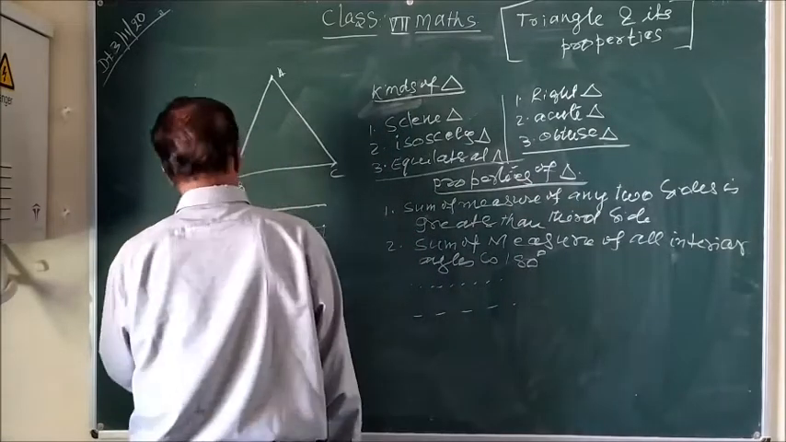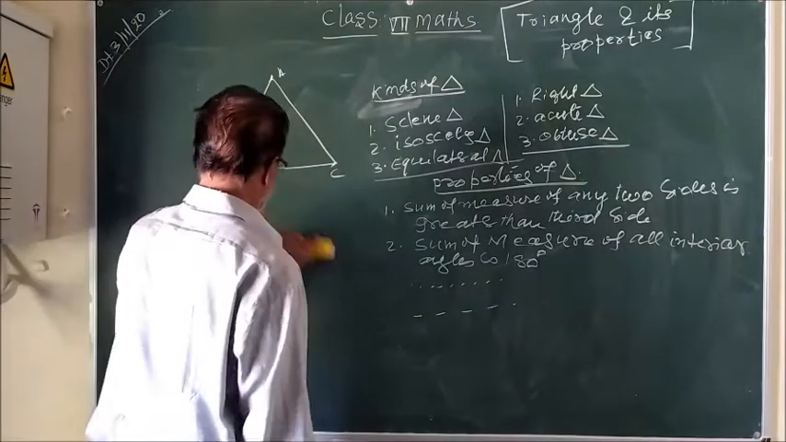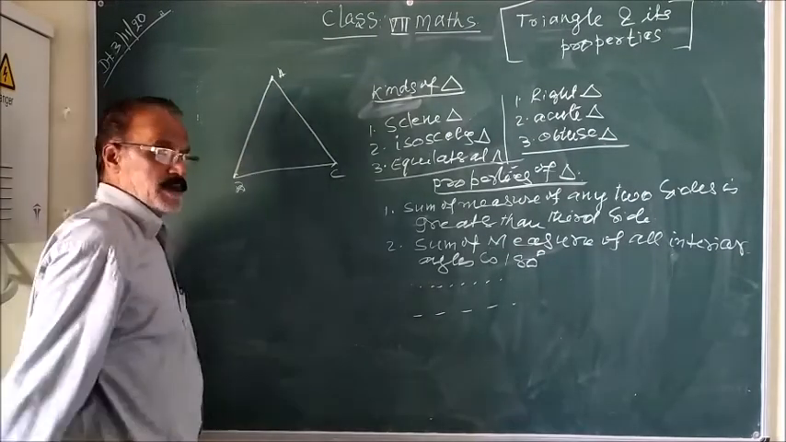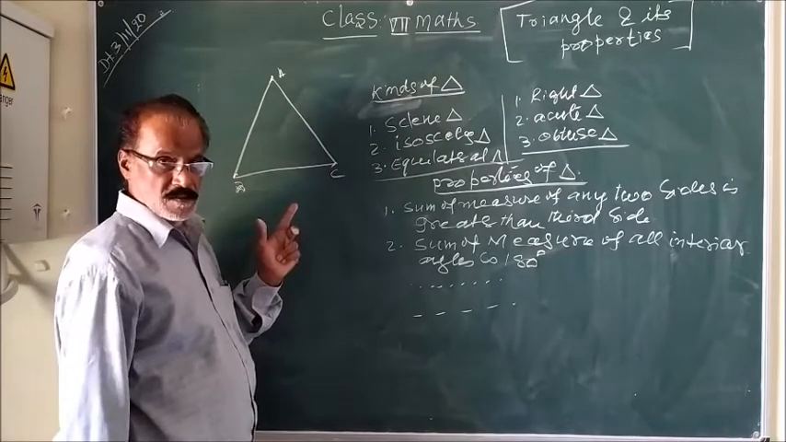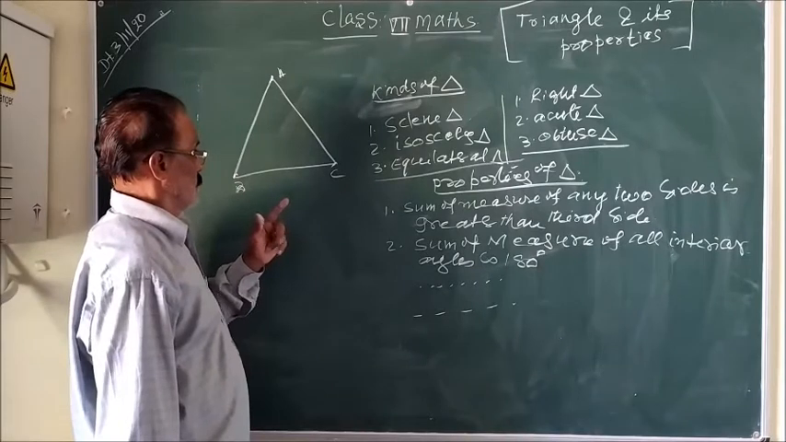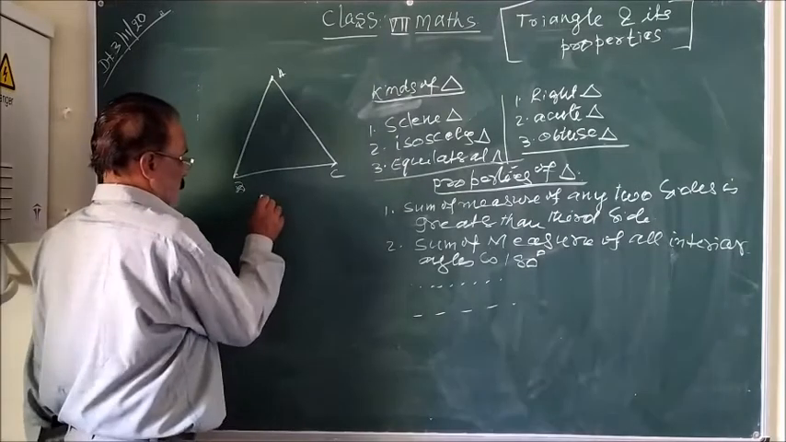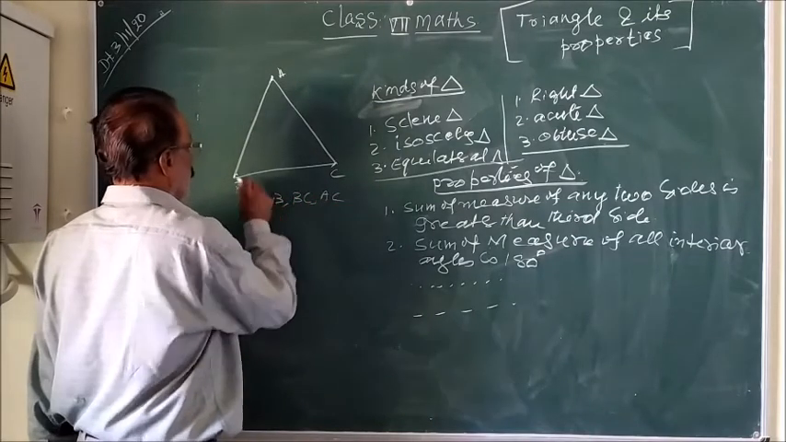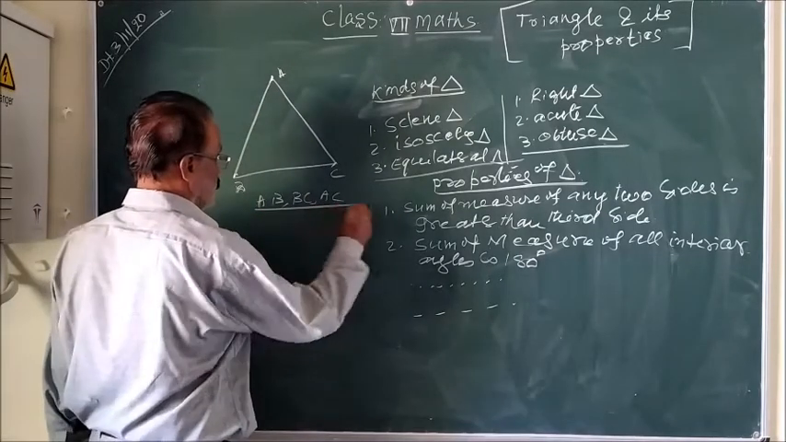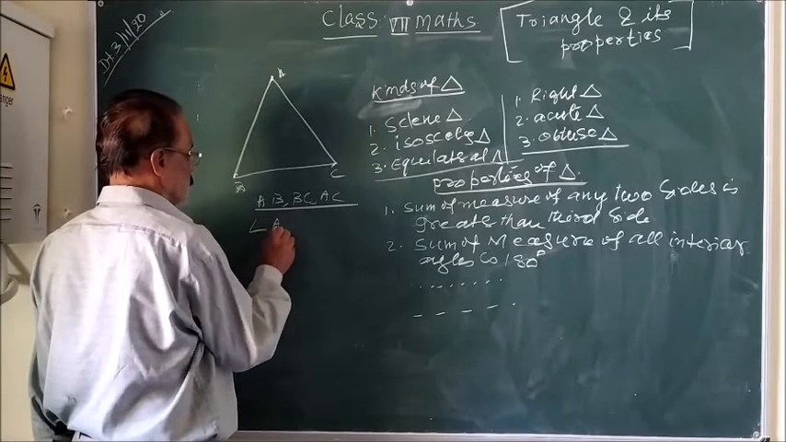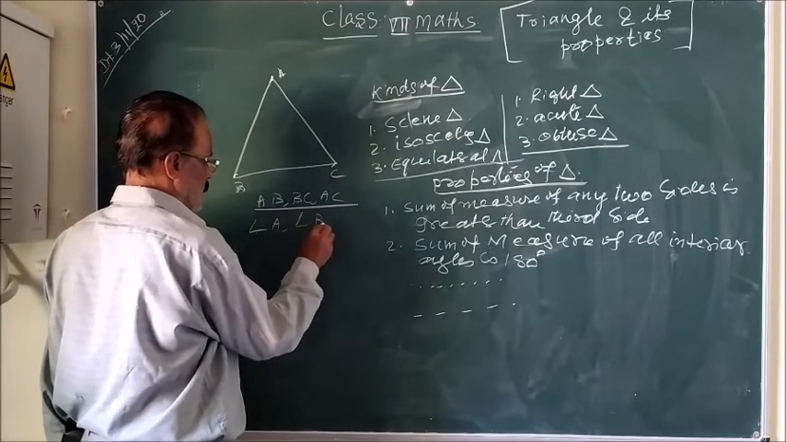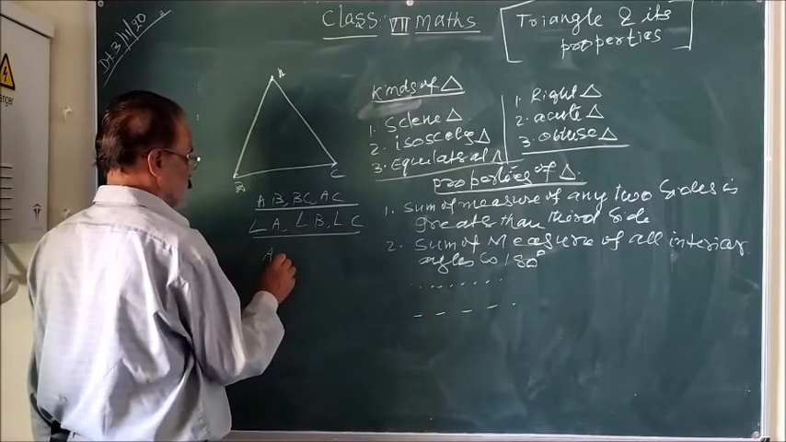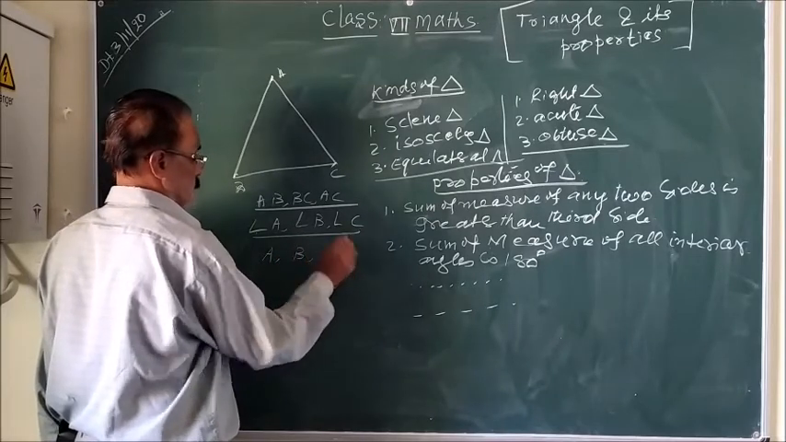A triangle has 3 sides, 3 vertices and 3 angles. Suppose this is a triangle. Why is it a triangle? Because this is closed. They are closed by 3 sides. So there are 3 sides, AB, BC, AC. 3 sides, 3 angles. Angle A, this is the symbol for angle. Angle B and angle C. 3 angles, 3 sides. And vertices A, B and C.